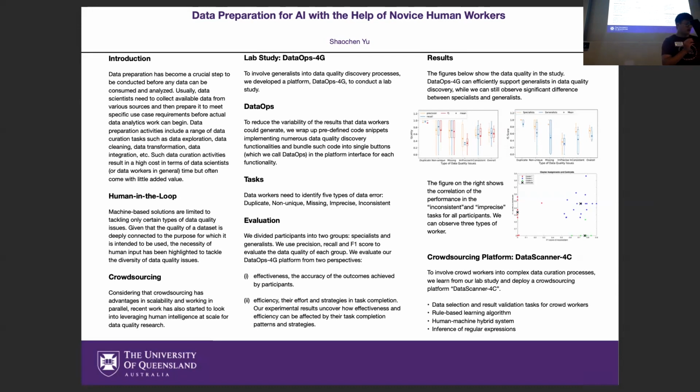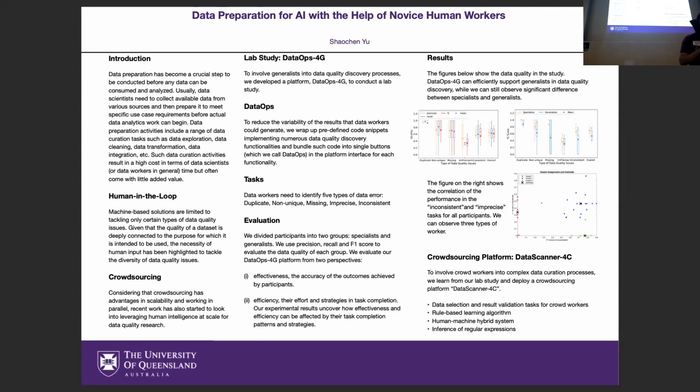And the scope of our work, we are investigating the generalists to discover data quality issues like duplicates, non-unique or missing values, imprecise and inconsistent values. So we want to see whether those generalists can use the data ops and the built-in functions to find those data quality issues and do the annotations for our data sets, and can they generate results comparable to the specialists?